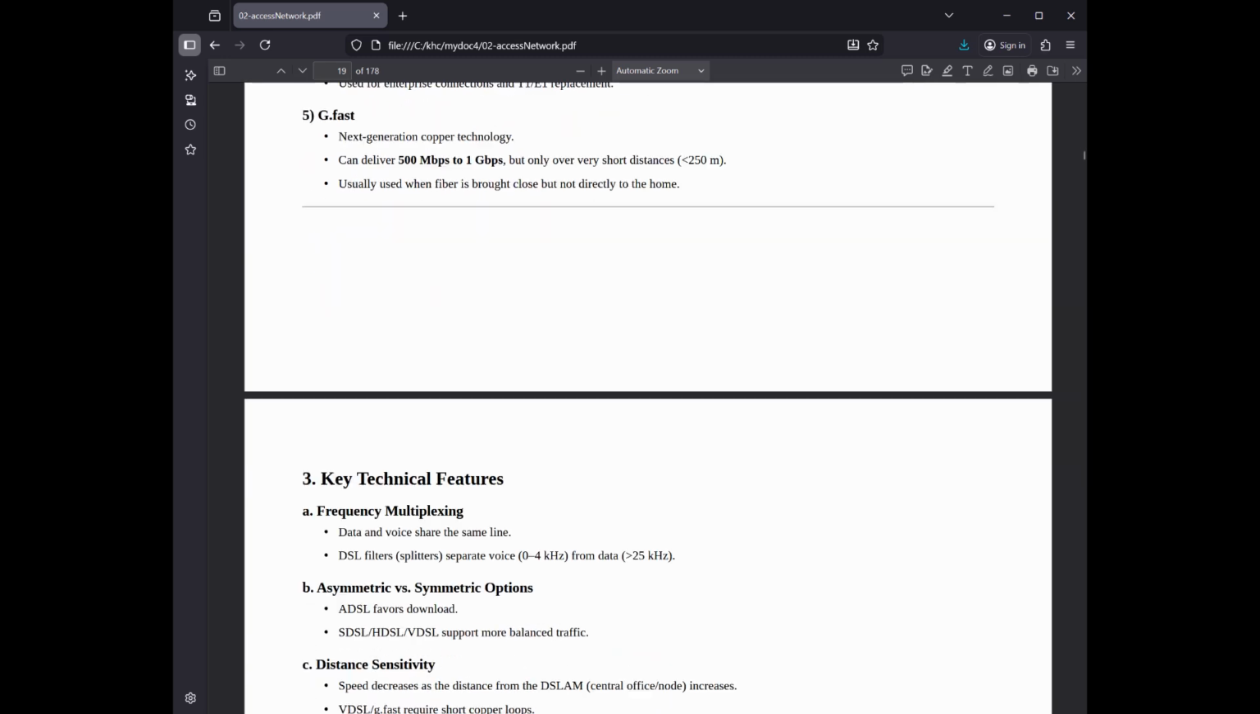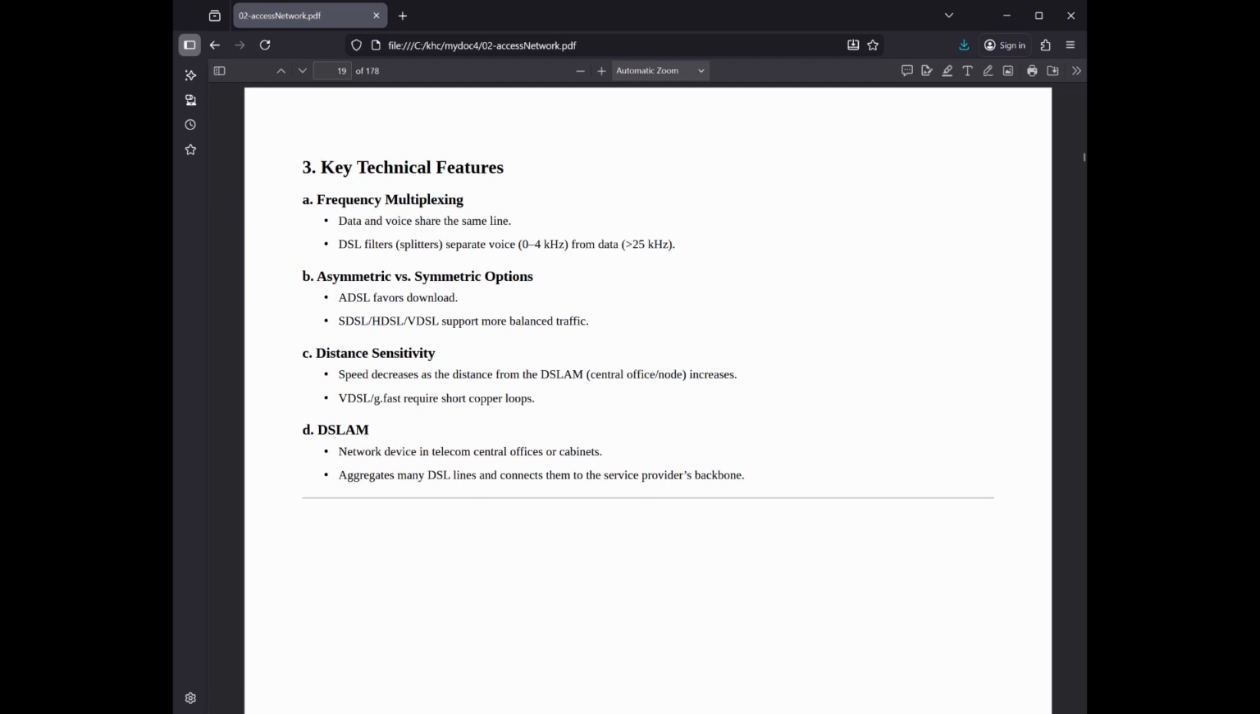Key technical features: spectrum utilization. DSL uses frequencies above the 4 kHz used for voice, allowing simultaneous phone and data use. Modulation. Modern DSL primarily uses discrete multitone, DMT, modulation, which divides the line into multiple smaller channels to maximize data flow. Vectoring, a noise cancellation technology used in VDSL2 to reduce crosstalk between adjacent copper pairs, significantly increasing speed. Always-on connectivity. Unlike legacy dial-up, DSL maintains a permanent connection to the service provider.